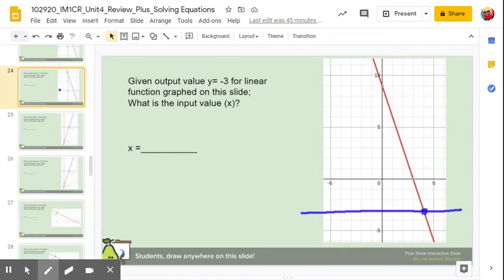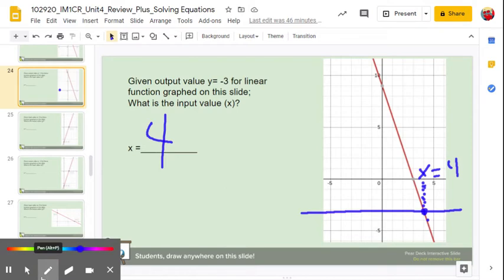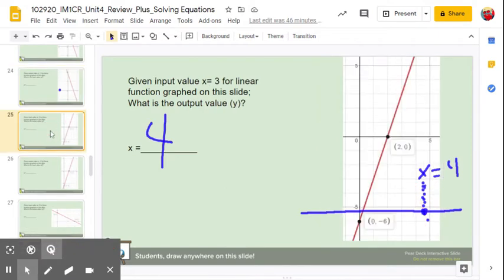So now what's the input value? Well, read straight above. So that's when x is what? x equals 4, right? So that point is the point (4, -3). So our x value is 4. So the input, when you input 4, the output is -3. But this question was saying, hey, the output's -3. What's the input? So we can still use the graph to figure that out. It's beautiful. All right, next one.